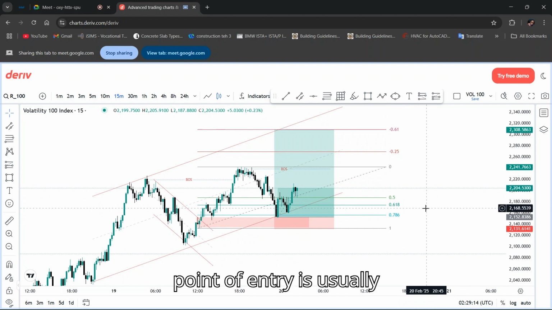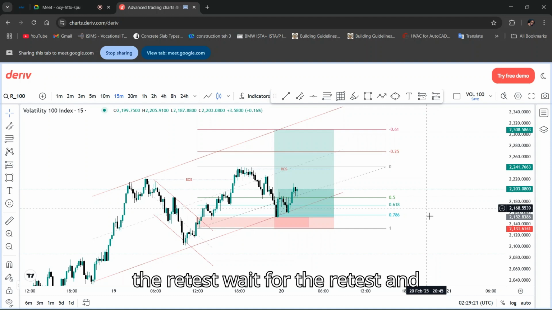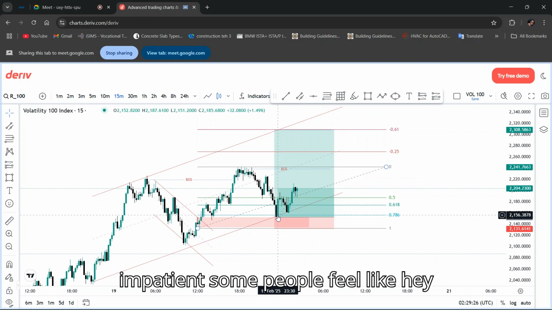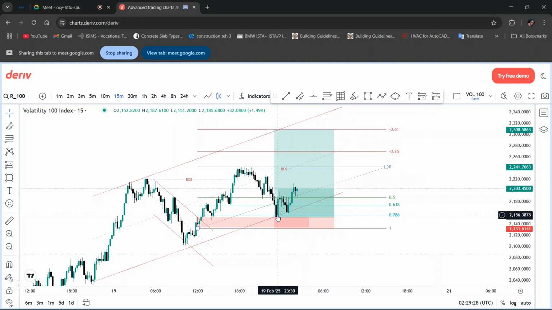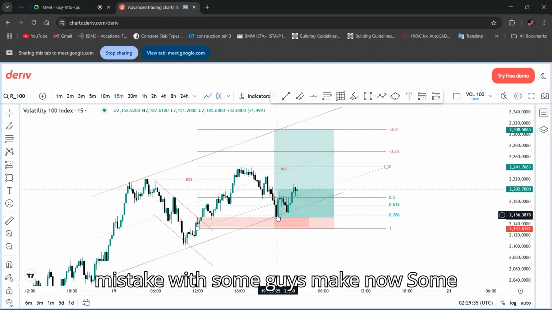I finally have a question. So the point of entry is usually after the break of structure. Point of entry is after. And this is what we call the retest. Wait for the retest. And that's why I say some people are impatient. Some people feel like, hey, I'm gonna enter because I'm a genius. And sometimes it works out, and sometimes it doesn't work out. And here is the mistake some guys make.